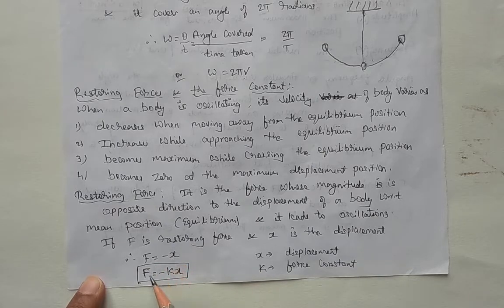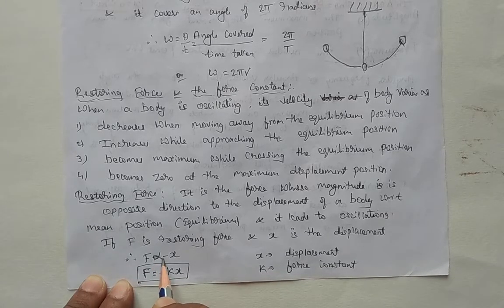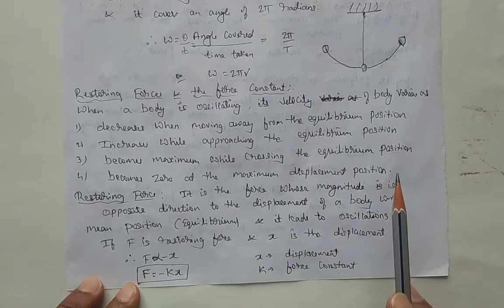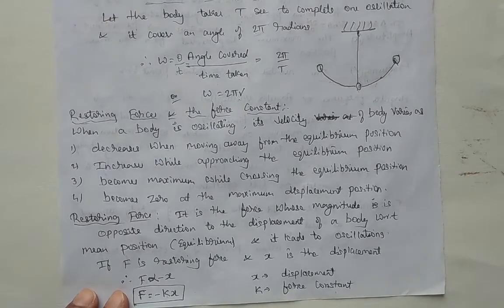If we equate, F is proportional to minus x, it becomes F is equal to minus kx. K is the proportionality, so that proportionality we call the force constant. So F is equal to minus kx. It is one of the basic, fundamental equations. F is equal to minus kx means restoring force, it always tries to restore the body to its original position.